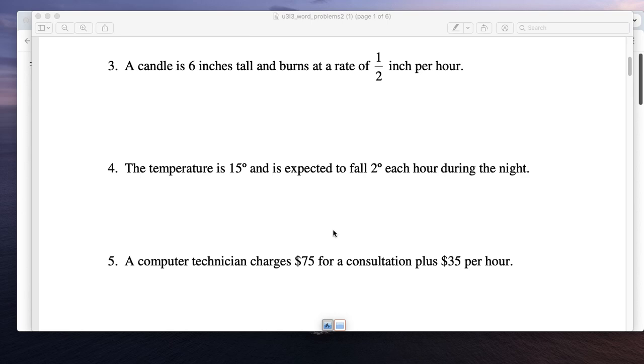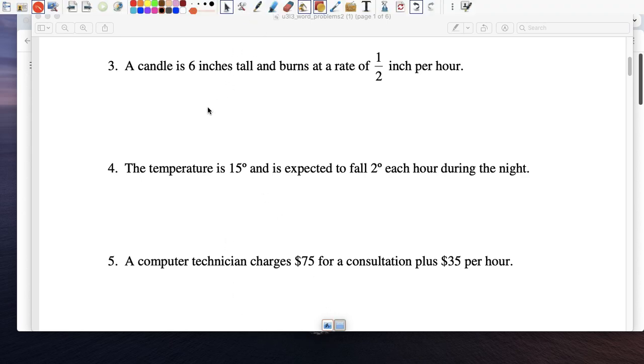Candle. So we have a candle, right? And it burns half an inch per hour. You lose half an inch, so half times x, because that's my slope, minus 6. Oops, sorry. Start again. The candle is burning at half an inch per hour, so your slope is negative because you're losing half an inch per hour times x, and the candle starts at 6.